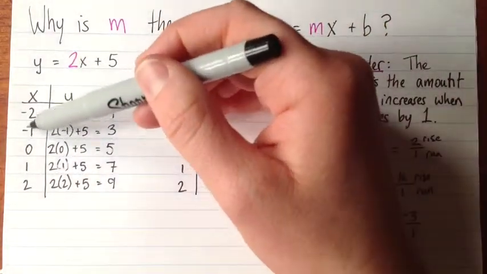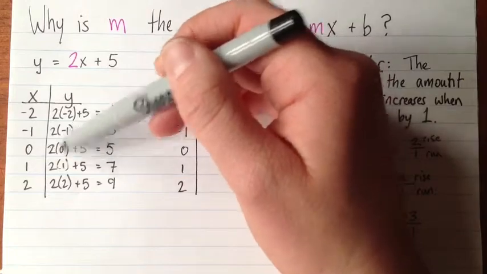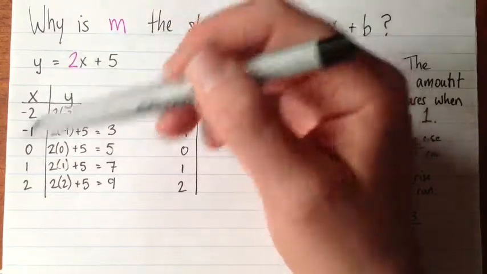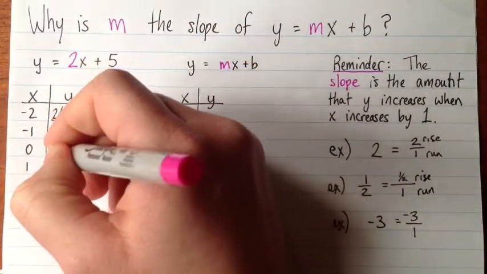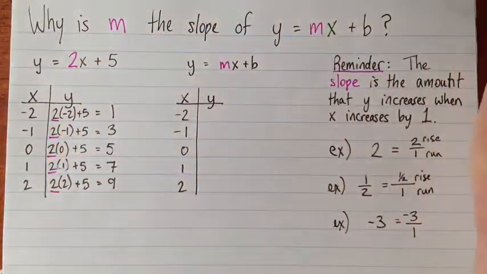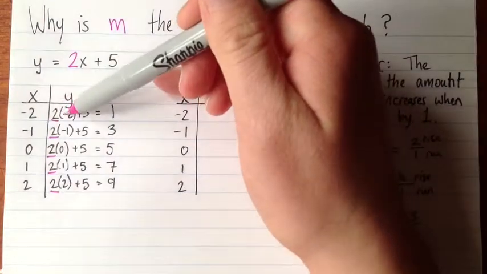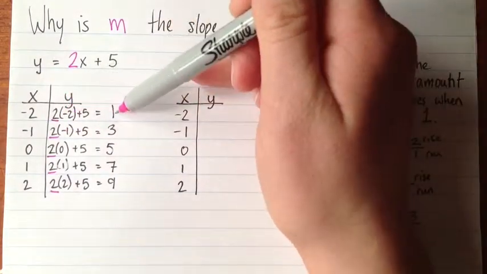So when I'm increasing my x's by 1, I'm increasing my y's by 2, because 2 is this value here, the m. It's the number we're multiplying x by. That explains why this is the slope, because when x increases by 1, my y is increasing by 2.